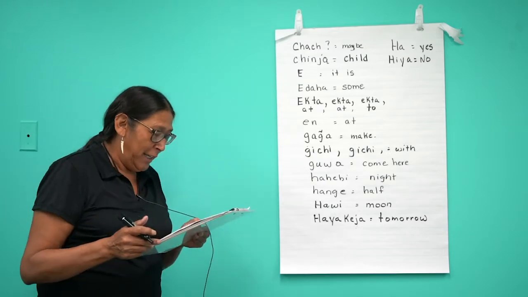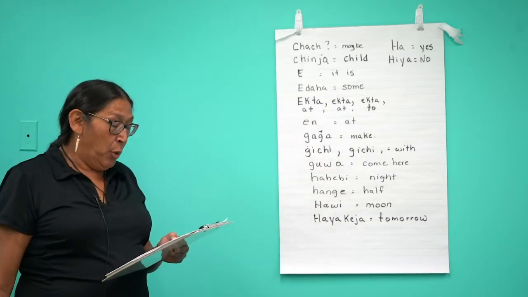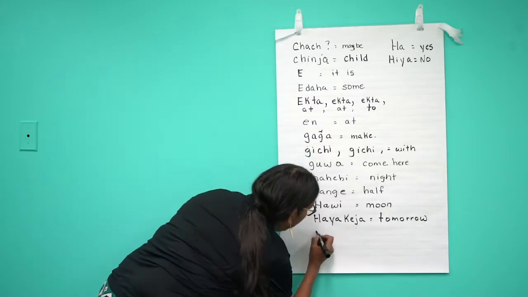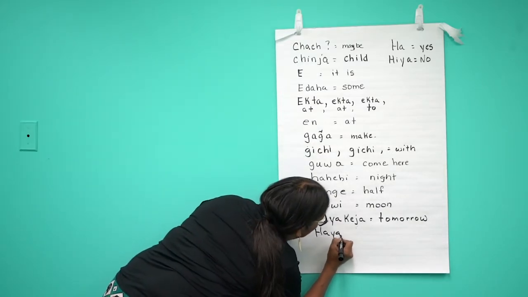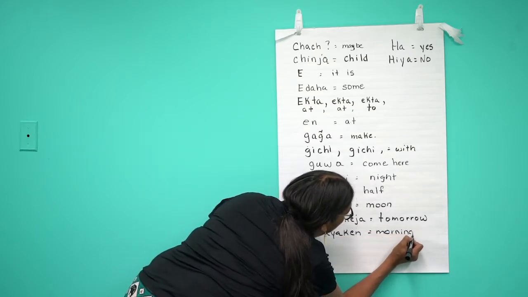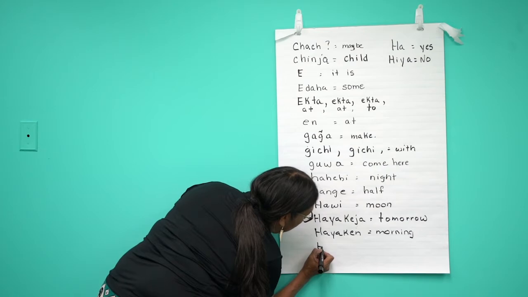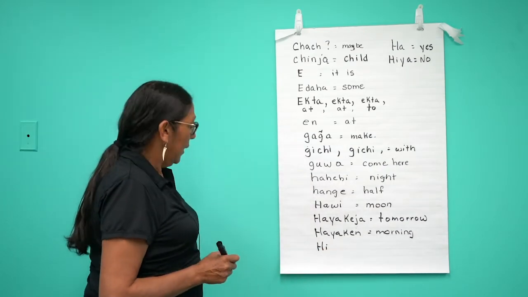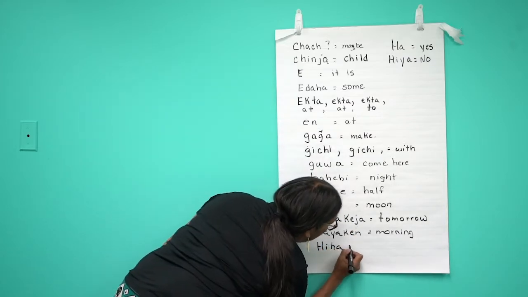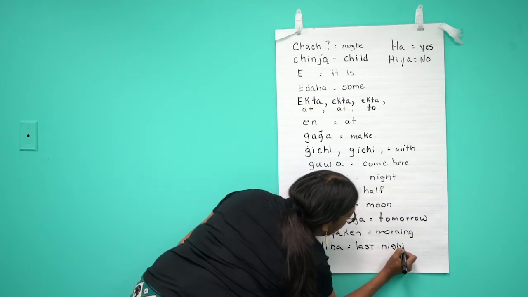You just can't write in English. Yeah. Hayakena. This is tomorrow. Hayakana is morning. In the morning time I always say, Hayakana washte, good morning. And that's morning. Hiha. It's kind of like a chtedu. This is last night. Hiha. Last night.